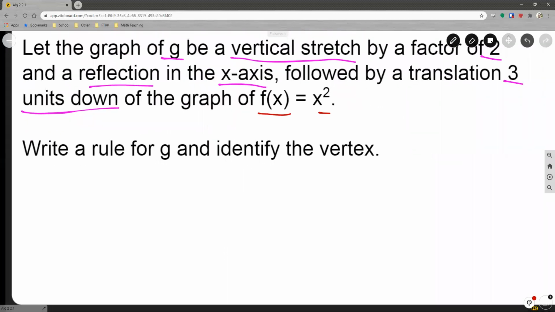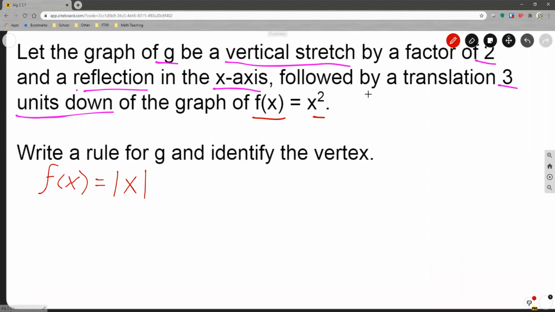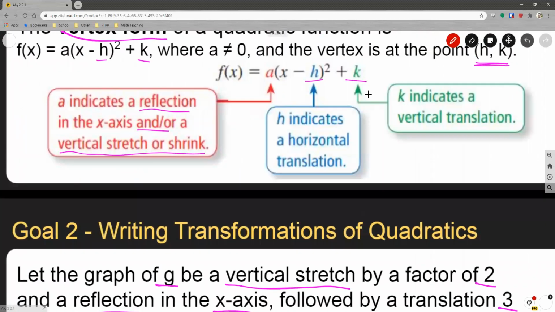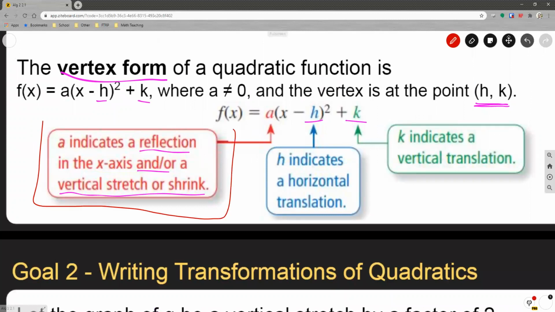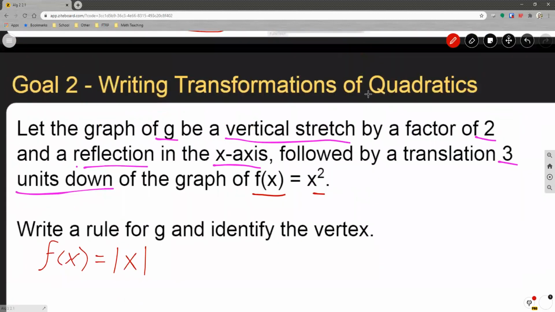All right, so let's try to figure this out. If I'm starting with f of x equals the absolute value of x, my goal is to rewrite it and turn it into something called g. Well, we've got 2 different things happening in that first phrase. We're doing a vertical stretch by a factor of 2 and a reflection in the x-axis. Well, remember, the a values indicate a reflection and or a vertical stretch or shrink. So that a value already handles both of these things.